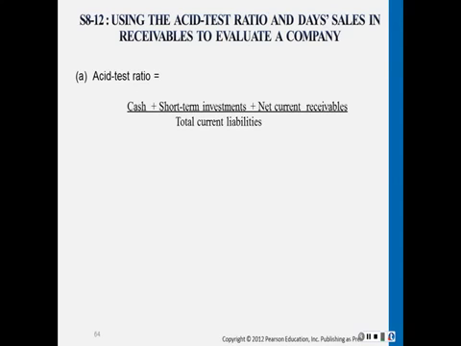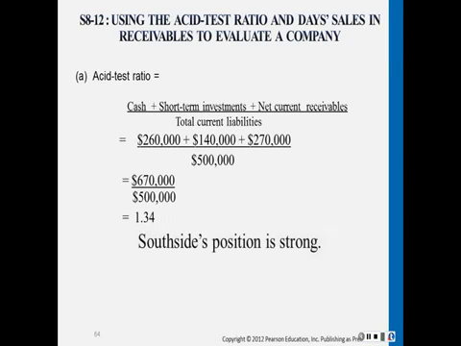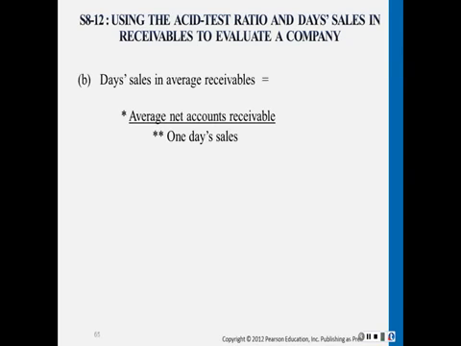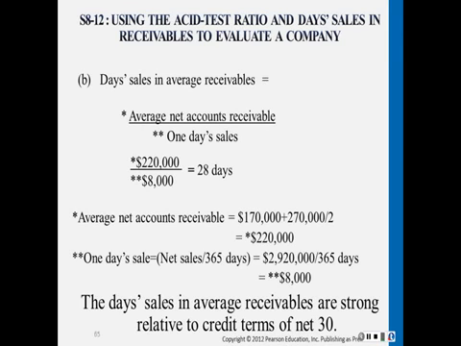The formula for acid test ratio is cash plus short-term investments plus net current receivables divided by total current liabilities. 1.34. Southside's position is strong. Days sales in average accounts receivable: average net accounts receivable divided by 1 day's sales. The days sales in average receivables is strong relative to credit terms of net 30.